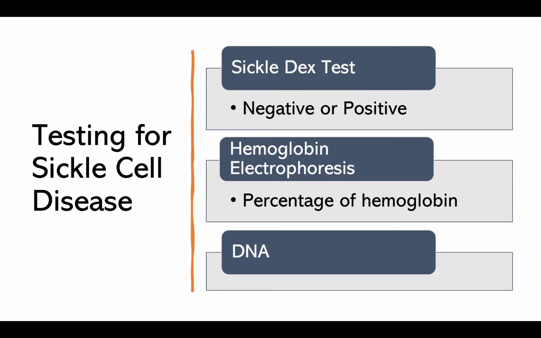The next test would be DNA. You can't get these results back quickly. For us, we send them to the Hamilton McMaster DNA lab, and it takes about 6 to 8 weeks for those results to come back.